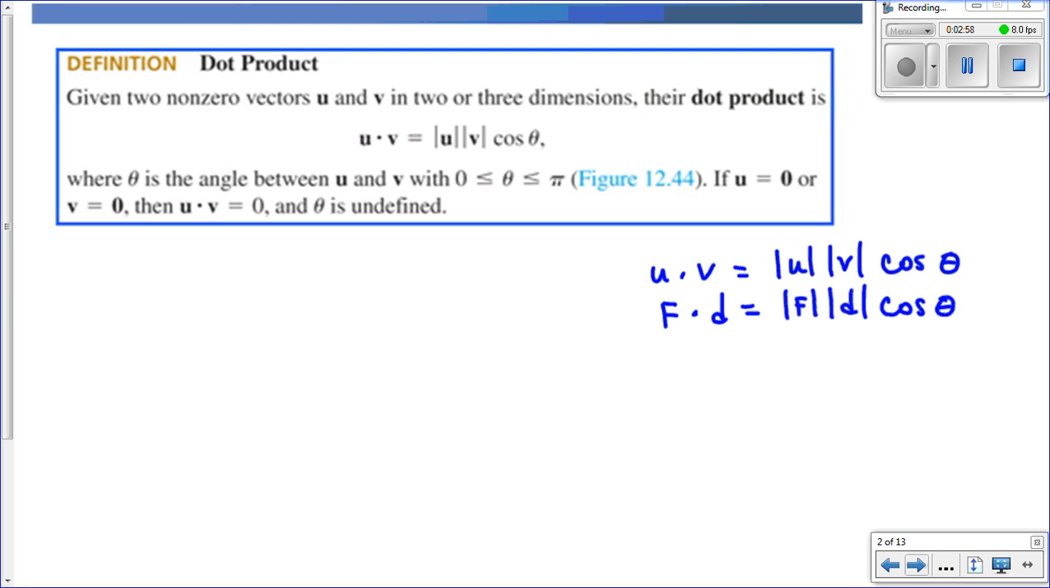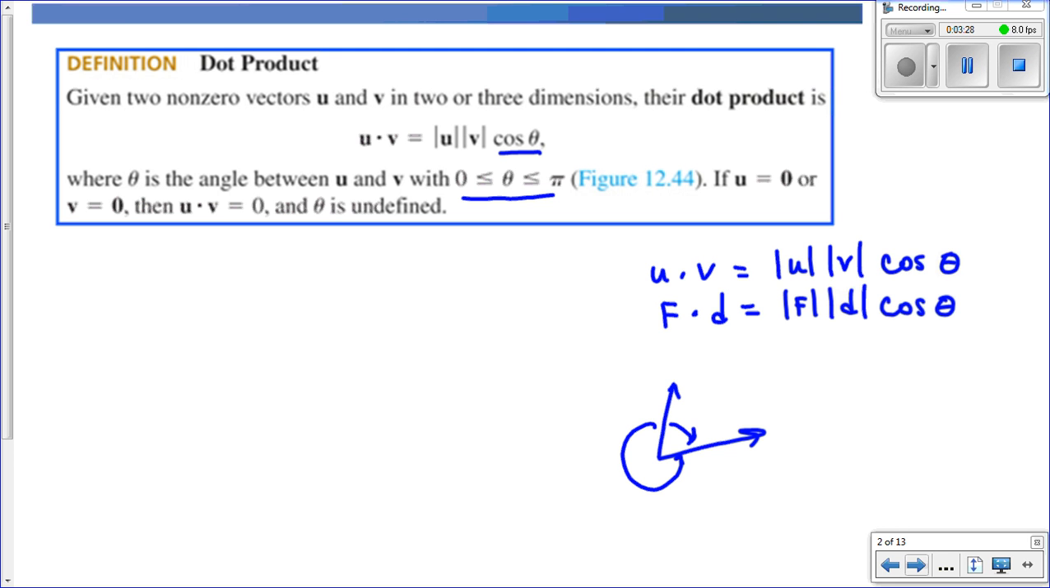Now, when you're talking about two vectors, if you put them so that their tails are together, there's always two angles between those two vectors. We have an angle here and we have an angle here. One of the two of those will always be less than or equal to pi. So when defining the angle between the two vectors, choose the one of the two that is between 0 and pi.